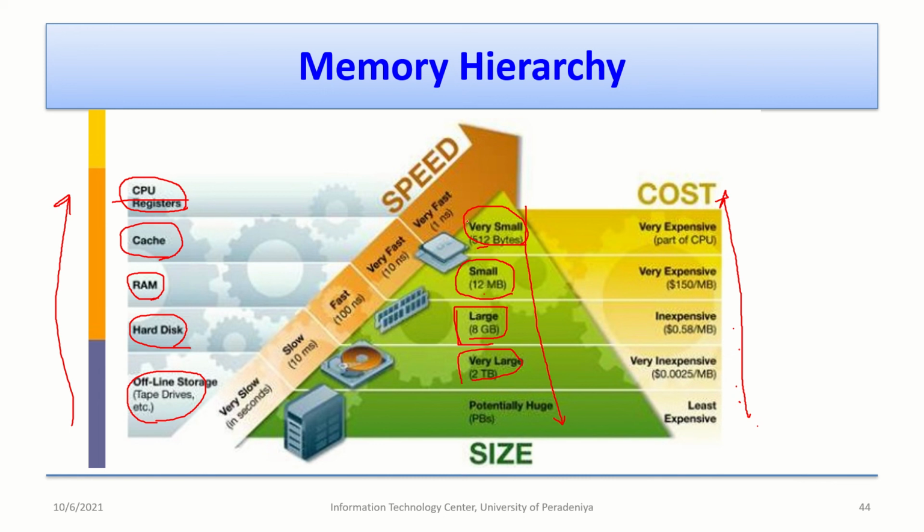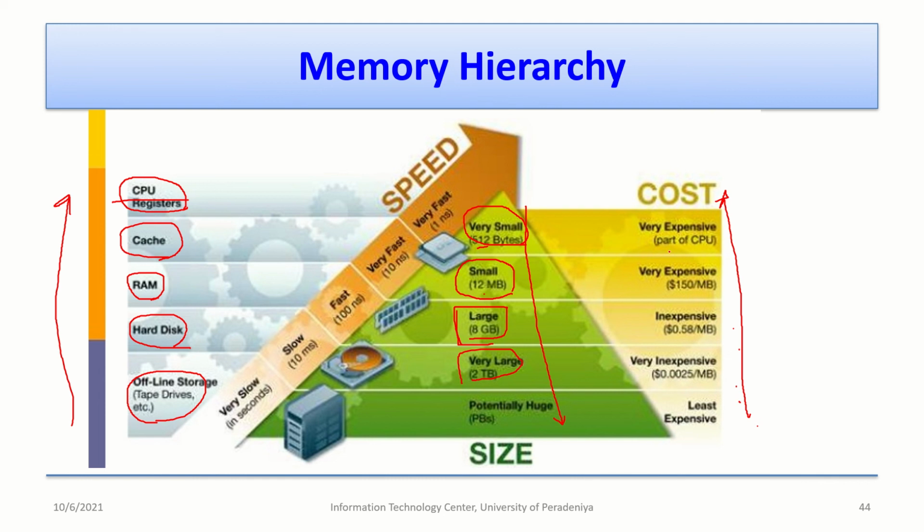If it is CPU registers, maybe 512 bytes, right? So that's how the size of the memory is changing in this hierarchy. When you come to the bottom, the size is very large. When you go upwards, the size is very small, right?